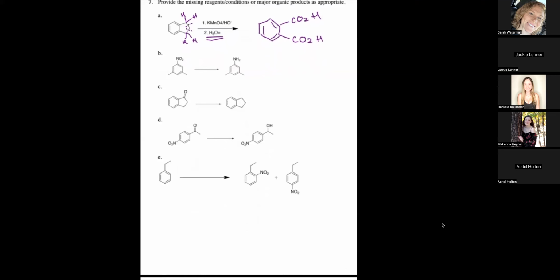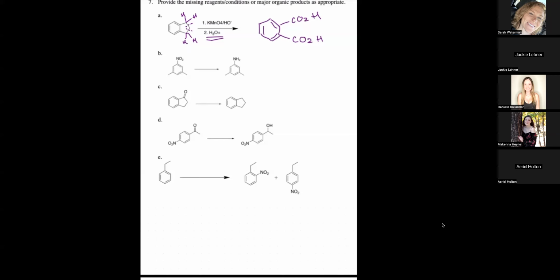We're reducing, right? We're going from more bonds to oxygen to less bonds to oxygen. Anybody? This is the easy one.